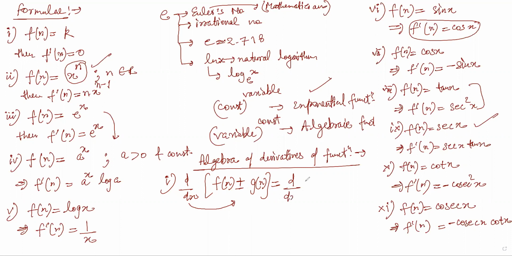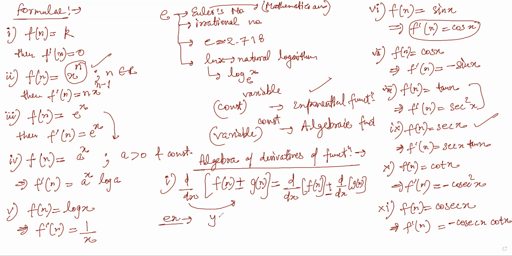Distribute करने का ये मतलब है कि आप f(x) का डेरिवेटिव अलग निकाल लो और g(x) का डेरिवेटिव अलग निकाल लो. जो भी बीच में साइन लगा हुआ था वो लगा सकते हैं. मैं इसका एक एग्जांपल दिखाता हूं आपको.